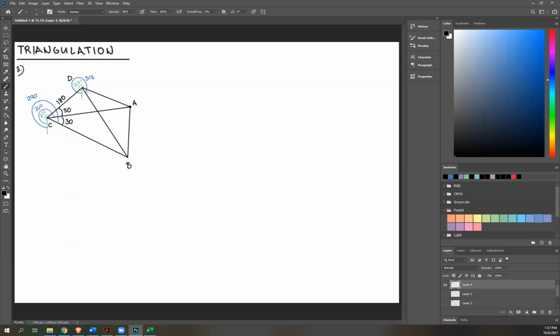Next, let's get this. So this is just 315 minus 301, right? 315 minus this one. Yes, that's 14. And then finally, this one is not as obvious, okay? So that is, you might have a different way of figuring out what that angle is.